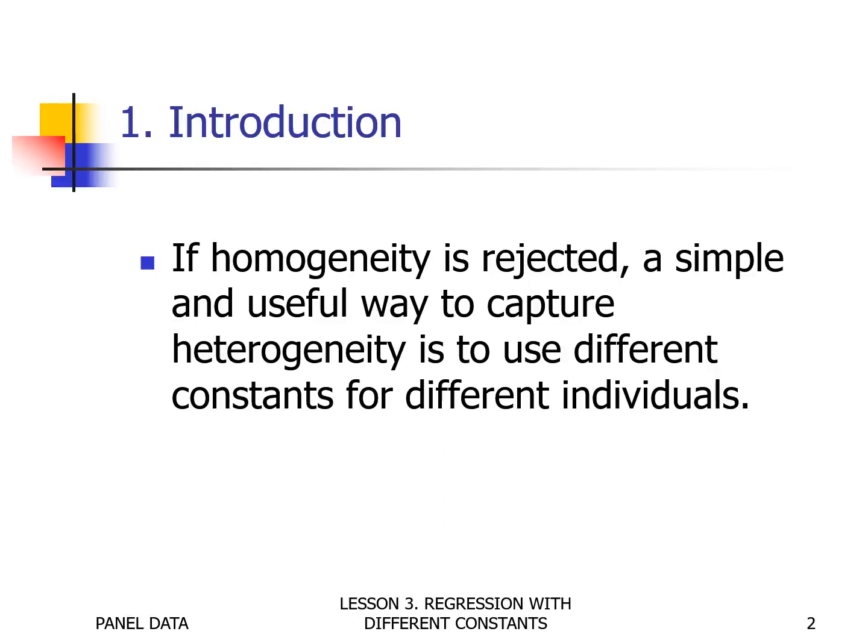The introduction that I want to make is that when homogeneity is rejected, a simple and useful way to capture heterogeneity is to use different constants for different individuals. So the idea is we may have a lot of neglected relevant variables, and what we can do to deal with them is to use different constants. Different constants is going to be a very useful idea in econometrics, and it's going to be very useful in applied work.